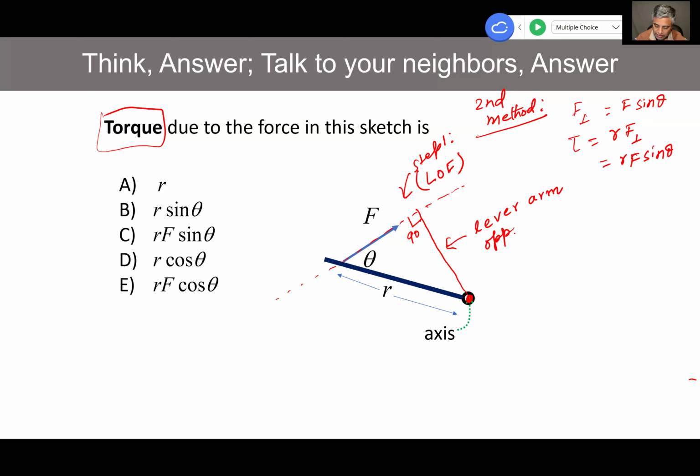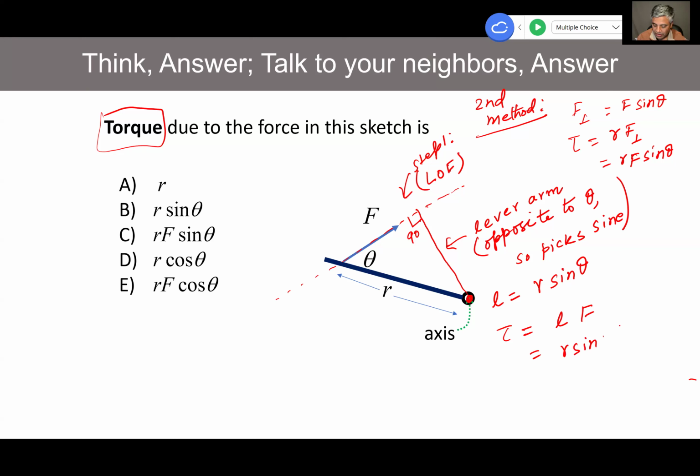So opposite to angle theta, sine. That means it's going to be R sine theta, which we call the lever arm. So torque, third method, is lever arm times force. Lever arm is R sine theta and force is force, which means it is R F sine theta. So no matter what method you use, you get the same answer, as you should, as long as you are doing it correctly.